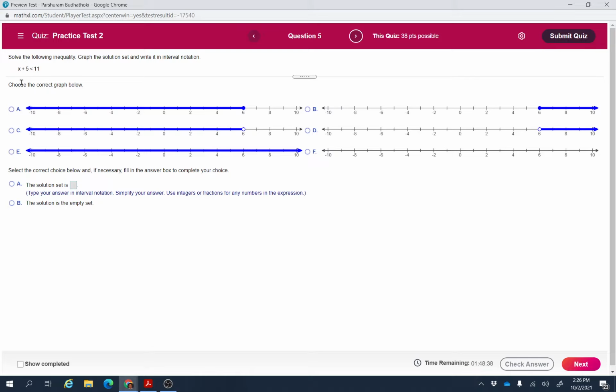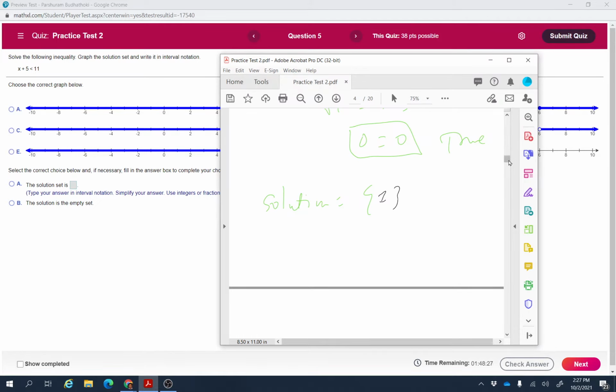Okay, so there are a bunch of problems like this. So let's see the first one. Solve the following inequality, graph the solution set, and write it in interval notation. So this is the inequality problem.